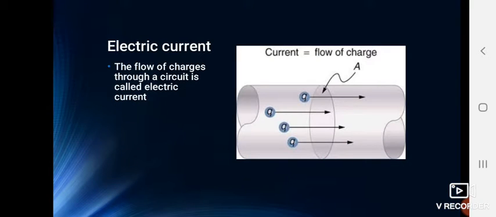What is electric current? The flow of charges through a circuit is called electric current. Current is equal to the flow of charge, as you see in diagram 1.